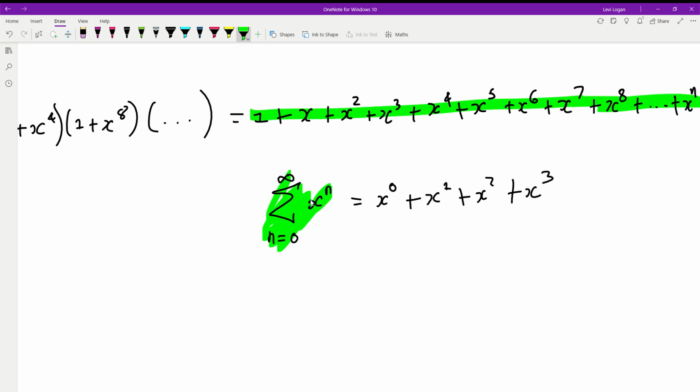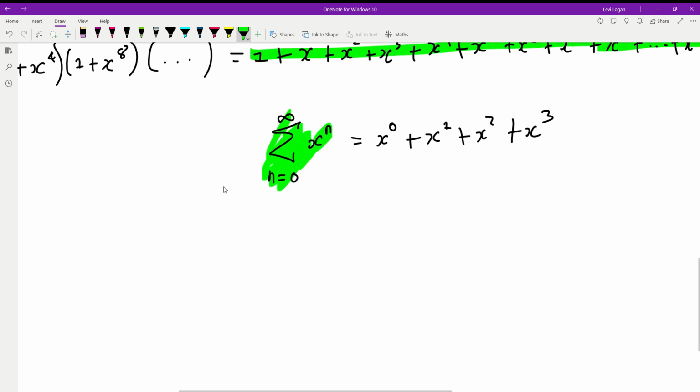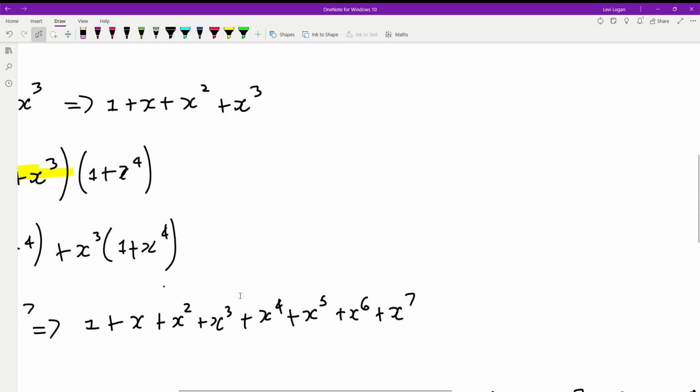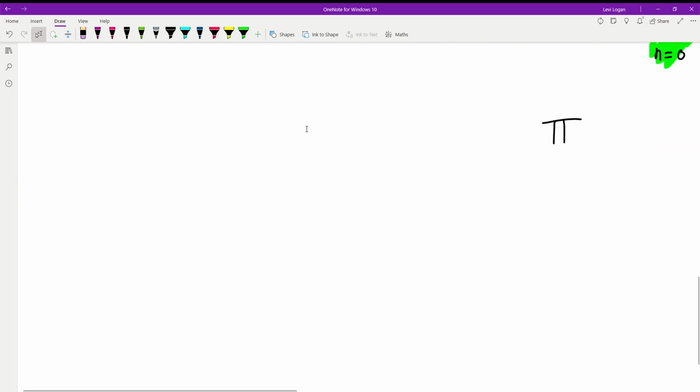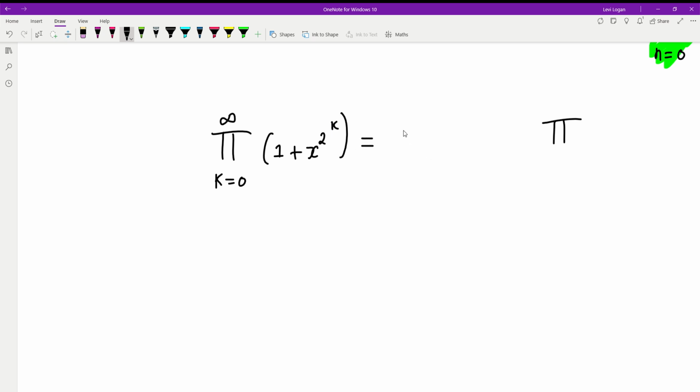So what does this mean? What this means is the product. Now remember, we're taking the reciprocal. We've only taken the bottom half of it. We didn't care about the top at the moment. So we've taken the reciprocal, so it's a different product. So the product from k equals 0 to infinity, and it's the reciprocal, so it's just 1 plus x to the 2 to the power of k, is the same as the sum from n equals 0 to infinity of x to the n. Okay, we've made that thing there.